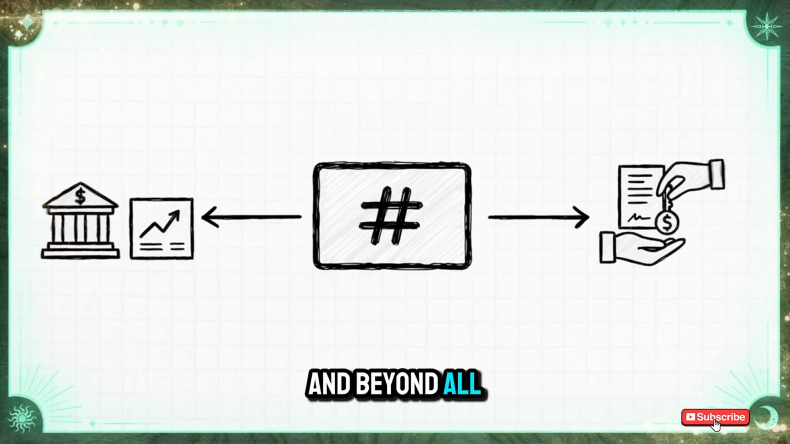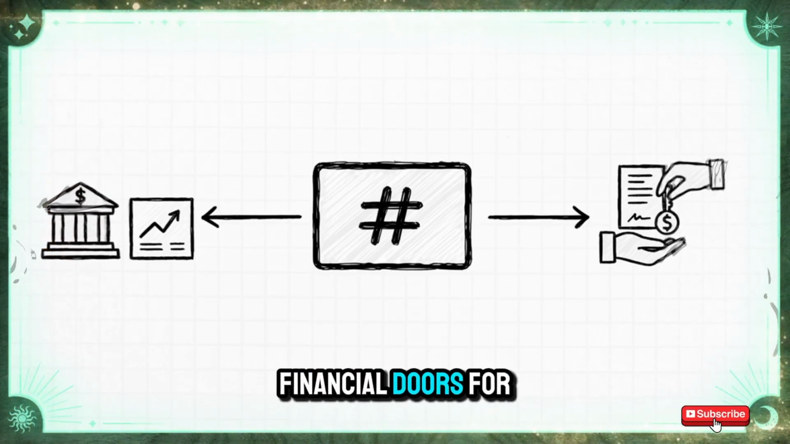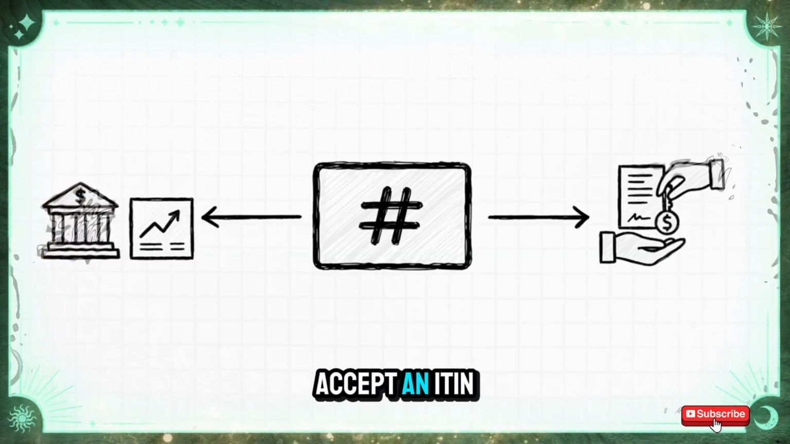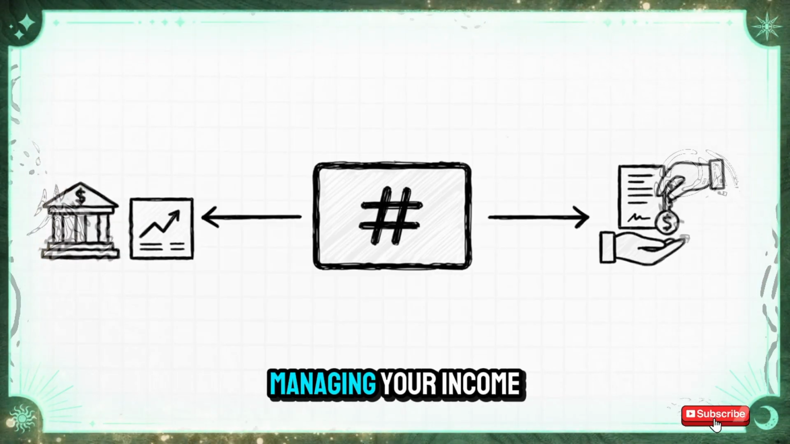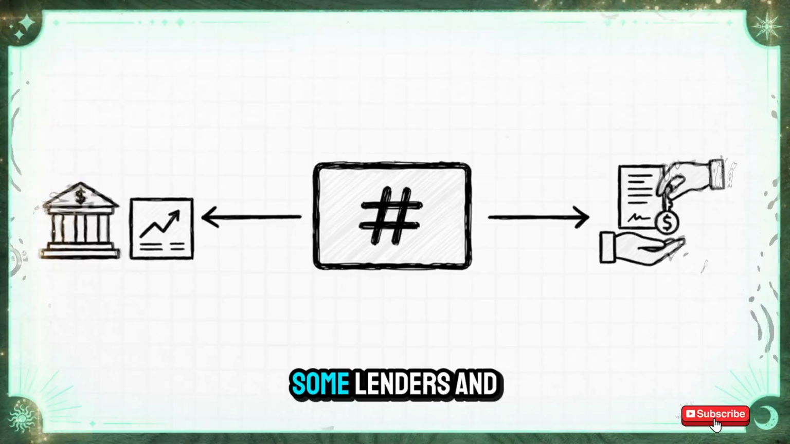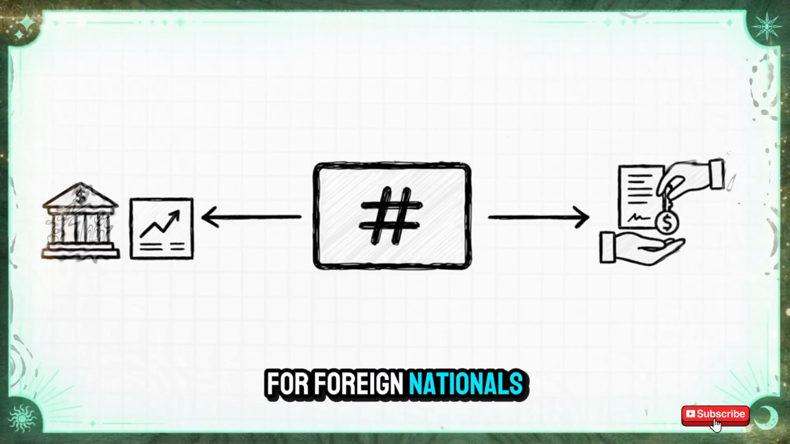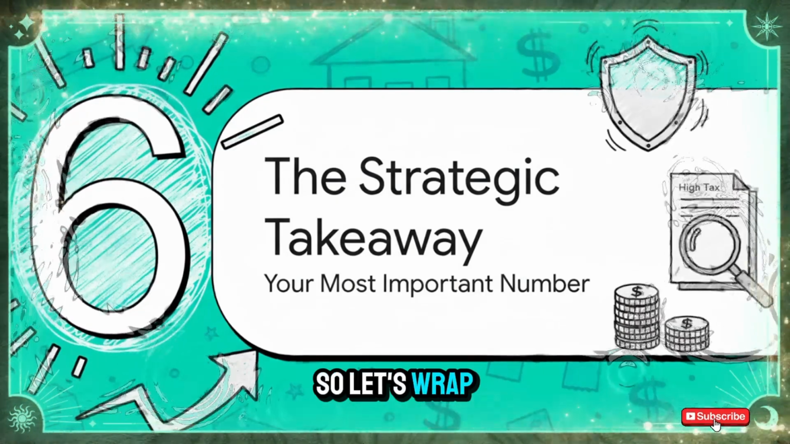And beyond all the direct tax stuff, an ITIN can open up other financial doors for you in the US. For instance, some banks will accept an ITIN to open an interest-bearing US bank account, which just makes managing your income and expenses so much easier. Plus, some lenders and brokers use ITINs to help get mortgages for foreign nationals, which could give you access to financing.